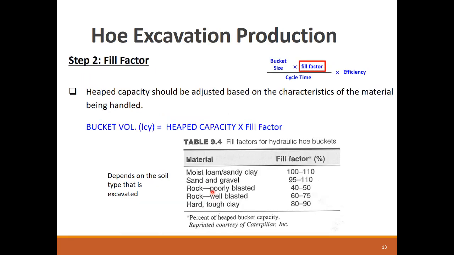The next step is to adjust the heaped capacity by a fill factor to account for the impact of the soil type on completely or partially filling the bucket. The highest fill factor is for moist, loam, sandy clay due to its loose nature to fill the bucket and in the same time have more heap than other soils. The lowest fill factor is for the hard clay that fills around 85% of the bucket heaped volume.